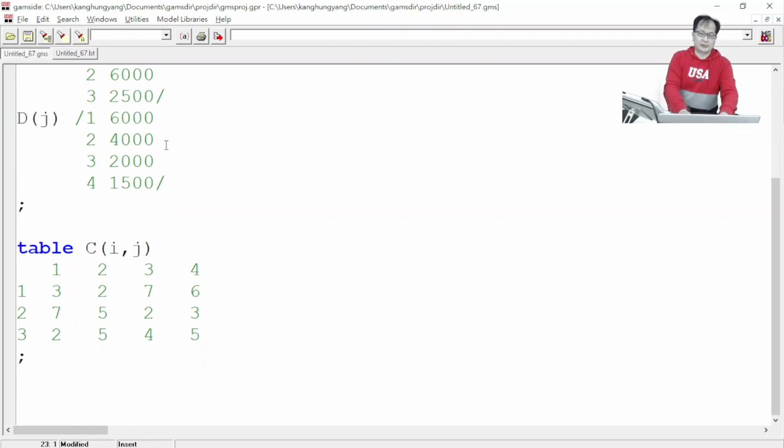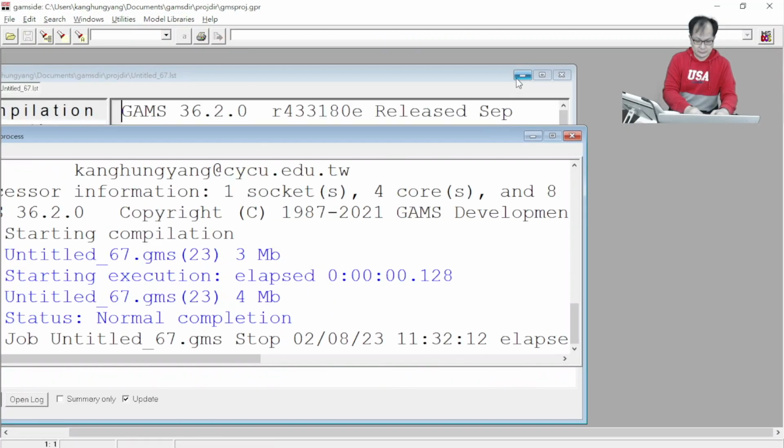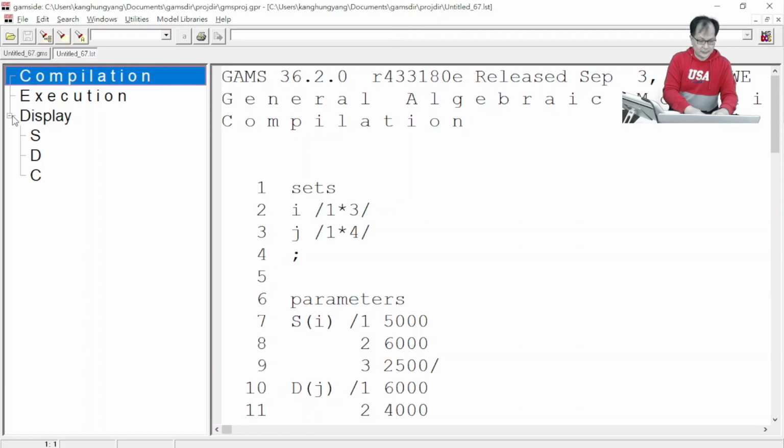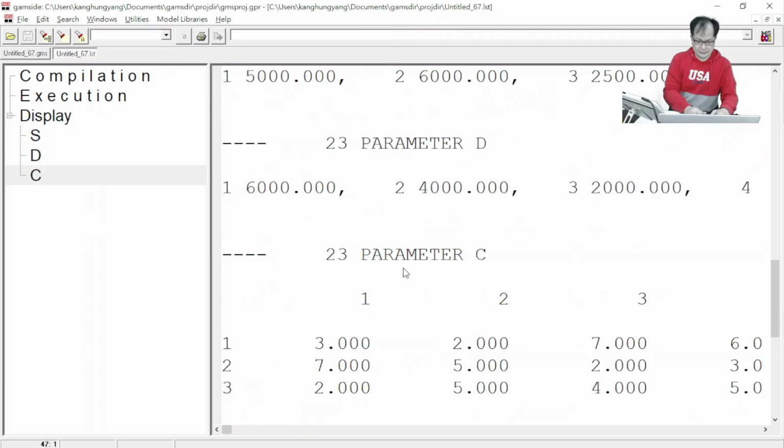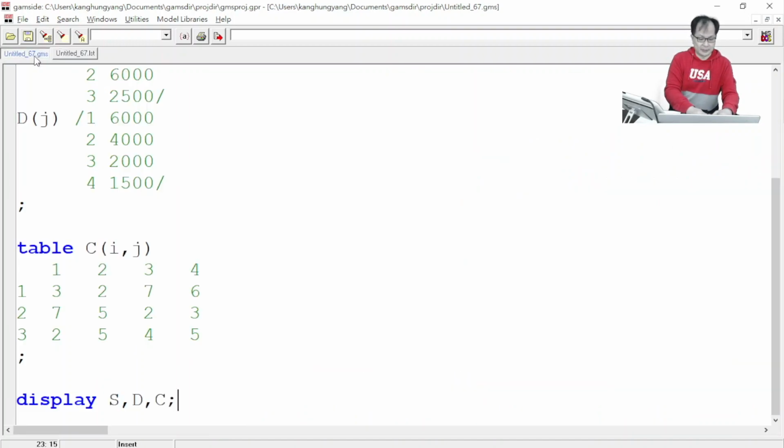Once you finish, if you are worried about whether you input the numbers correctly, then you can display the sets and parameters to check if your numbers are correct or not. Then you can run the model and check the numbers. If something is wrong, you can re-input the numbers.